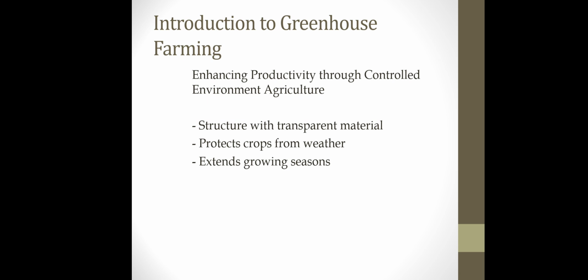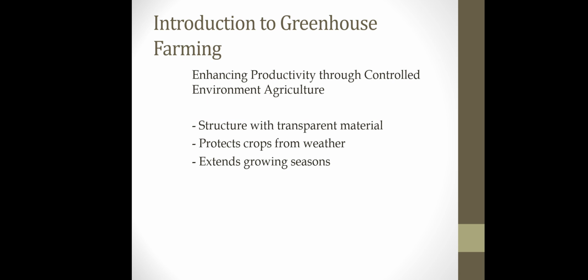For that we are in need of a structure with a transparent material for producing the greenhouse. It protects the crop from weather and extends the growing seasons. So the greenhouses will provide an ideal environment for growing a wide variety of crops, allowing for the control of critical factors such as temperature, light, humidity, and carbon dioxide levels. The effective management of these factors is crucial for optimizing the crop growth, ensuring high yields, and maintaining the quality of the product that will be produced.